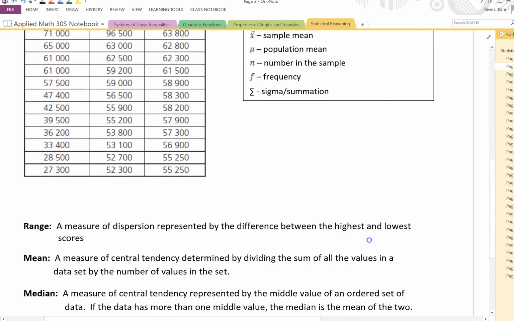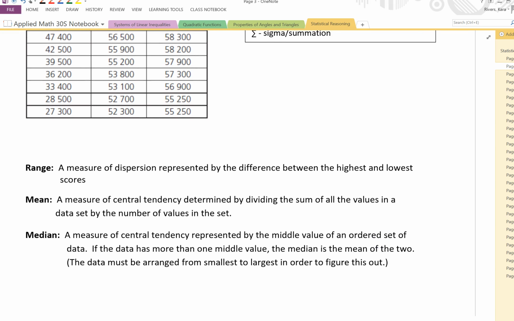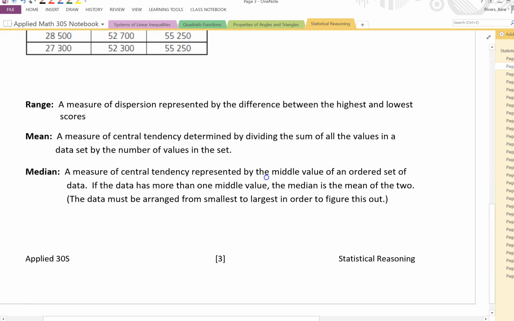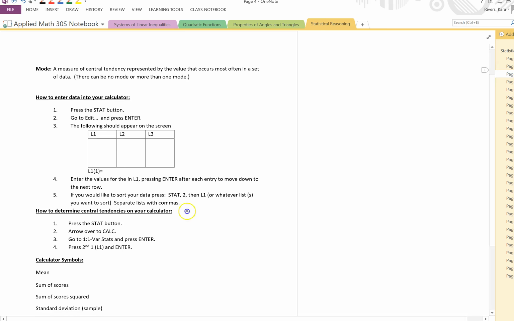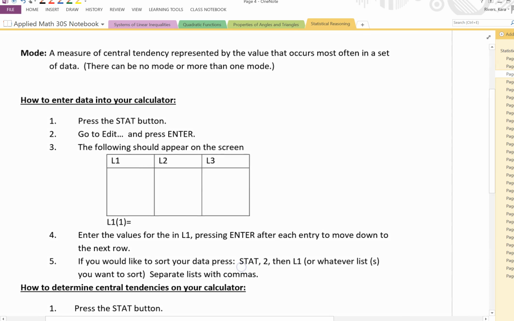Towards the bottom here, I also have a definition of range, mean, and median. So we're talking about, I think there should be mode there as well. I think it's not included. Maybe it's on the top of the next page. There it is, mode. So those are all of our measures of central tendency. So if you hear that, that's what we're talking about: range, mean, median, and mode.